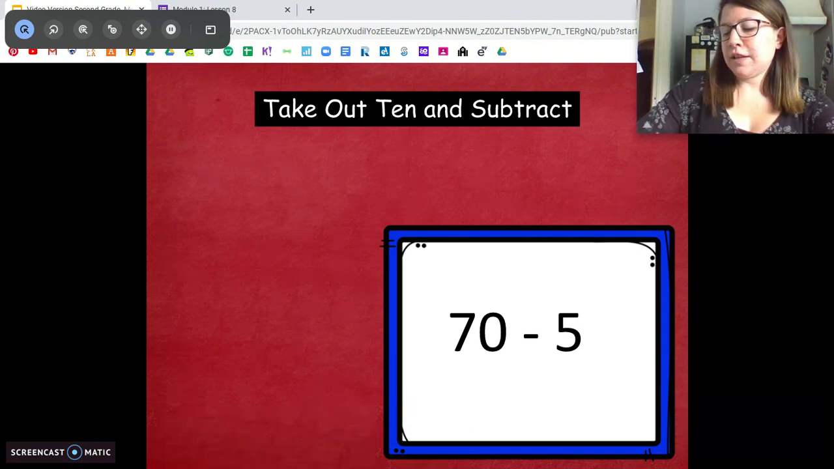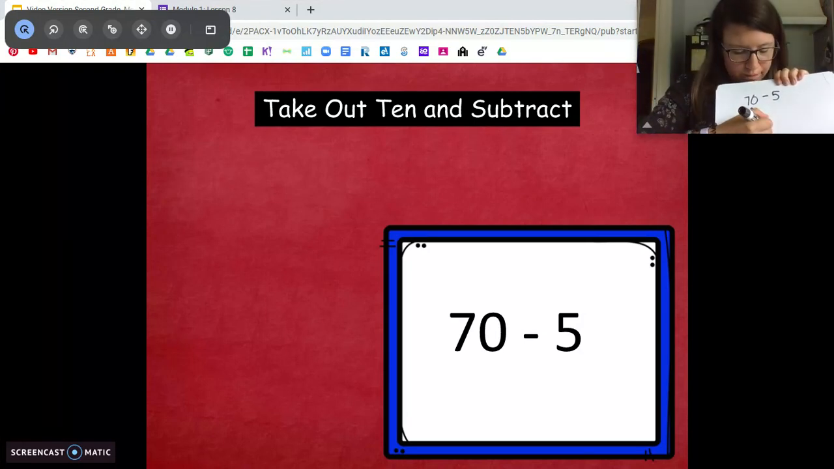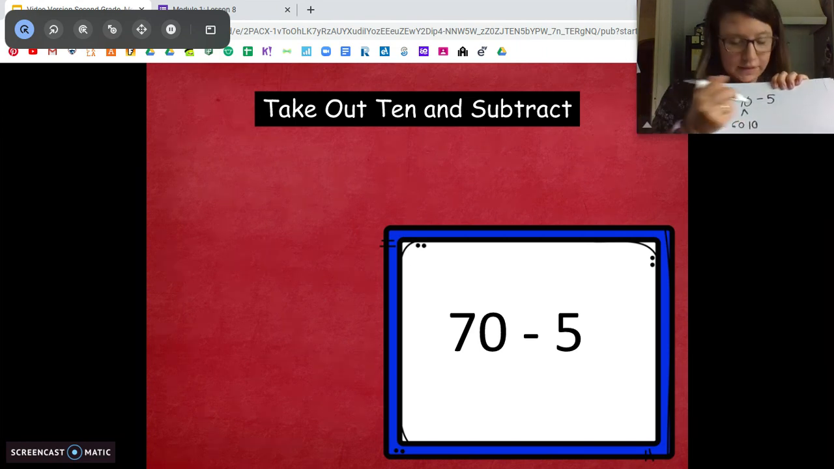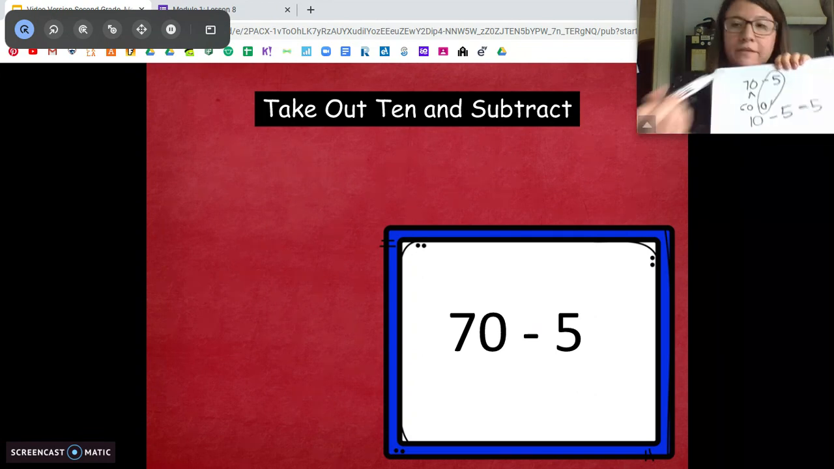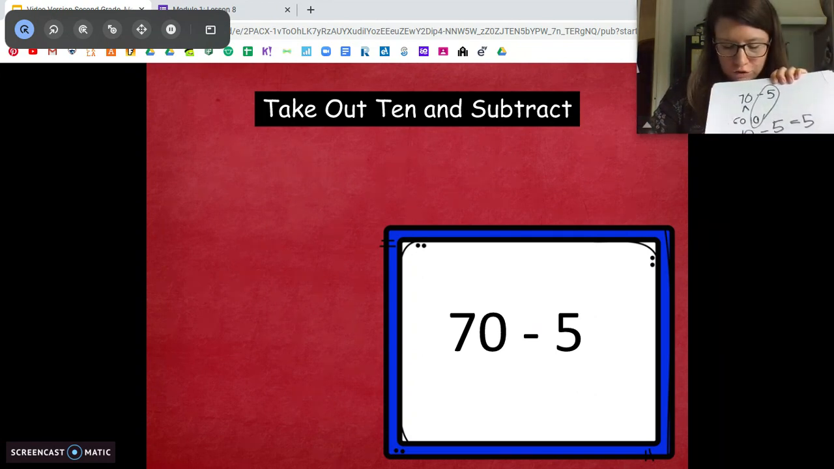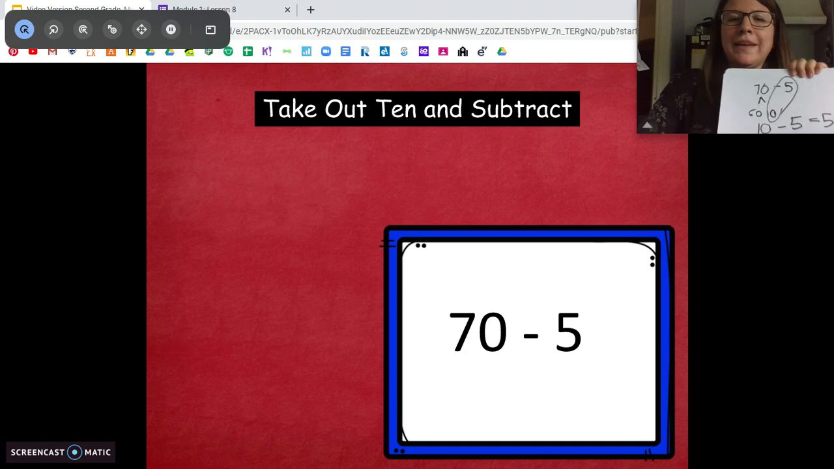Ready? 70 minus 5. We break apart the 70 into a group of 10, and our other part is going to be 60. 60 plus 10 equals 70. Then we're going to take our 10s fact. 10 minus 5 equals 5. We have to add in our extra 10s, and that equals 65. A little sloppy, but you got it.